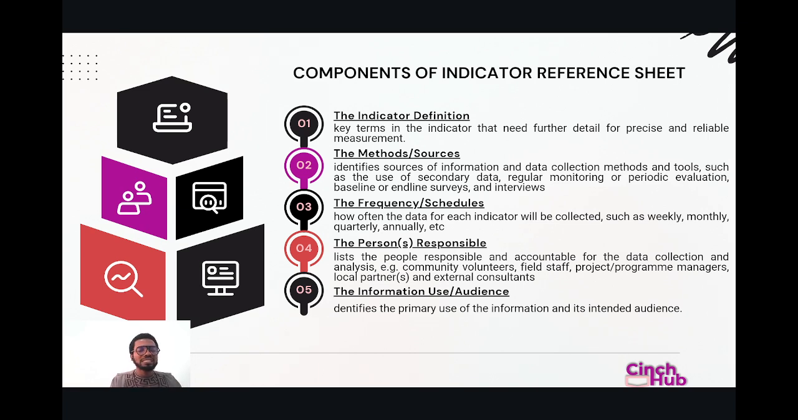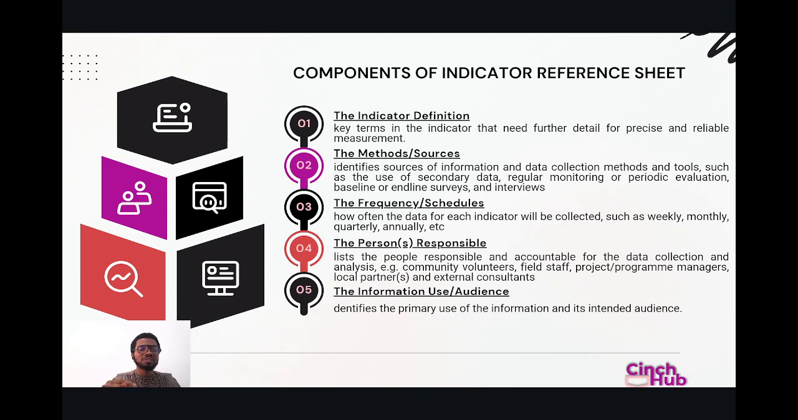The second thing that needs to be on the indicator reference sheet is the method and the sources. How do you collect the data? Which tools do you use to collect this data? And also, what is the regular monitoring or periodic evaluation for this indicator? So it shows you the method. An indicator reference sheet should clearly have the methods as well as the sources.